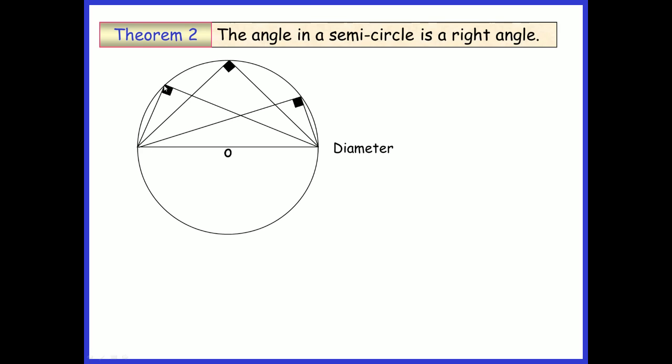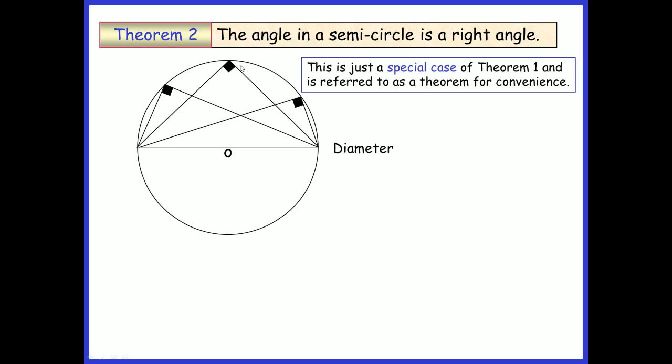So like I say, you can represent it each way, but remember it's sharing the same common point on the chord, and then touch the circumference. And those are going to be half of the 180, which is 90. This is just a special case of Theorem 1, and is referred to as a theorem out of convenience. So we call it Theorem 2, even though it just is Theorem 1 in practice. But it's another quick and easy way to look at it.